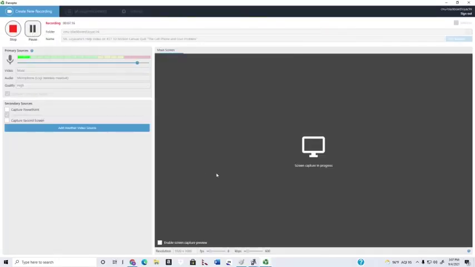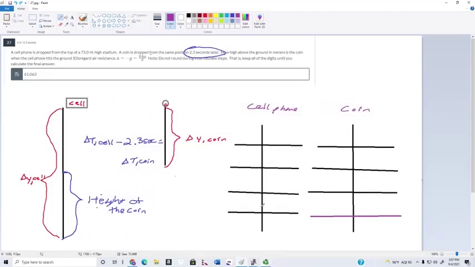All right, students. I'm thinking that if you're listening to me, you probably want to see the solution, and that's fine. Let's go ahead and work that out. We're going to first figure out the time, the delta t of the cell phone. Let's make sure we don't get confused. Let's put delta t of the cell phone for p, and that's what we're after.